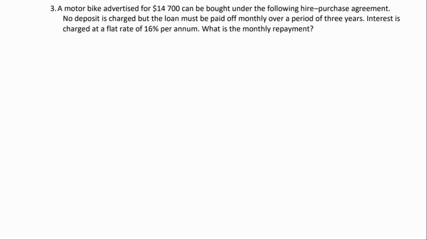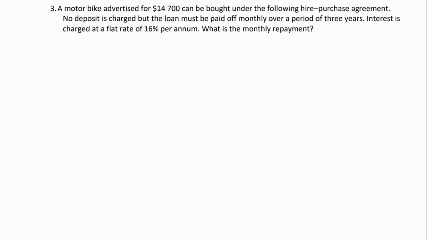Our next question, question 3. It says a motorbike advertised for 14.7k can be bought under the following hire purchase agreement. No deposit is charged, but the loan must be paid off monthly over a period of 3 years. Interest is charged at a flat rate of 16% per annum. What is the monthly repayment?